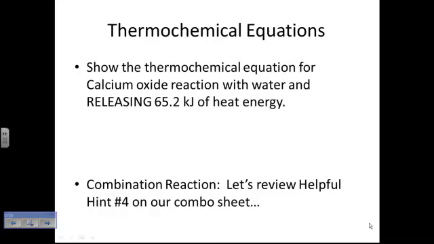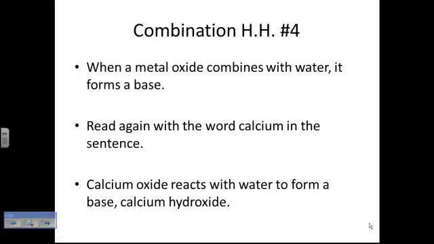Helpful hint number 4 on the combination. It's going to tell us about a metal oxide combining with water, forming a base. Read it again, but instead of putting the word metal oxide, put in the word calcium to help you see the skeleton of our equation. When calcium oxide reacts with water, it forms a base called calcium hydroxide. Those are the words for the skeleton we have to place in our notepad.